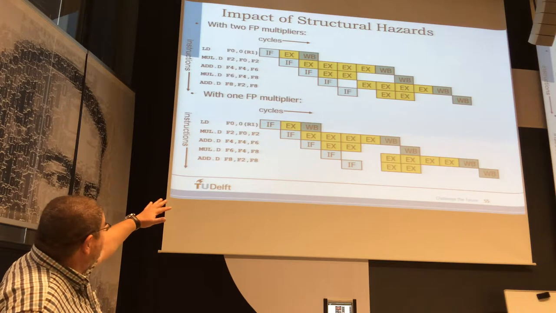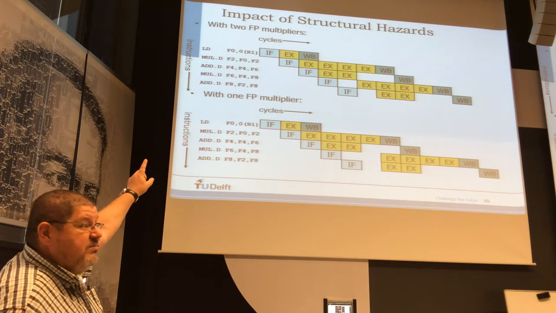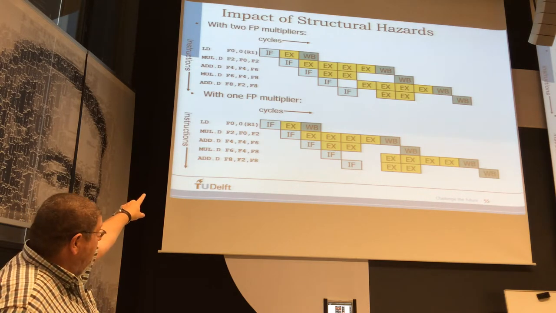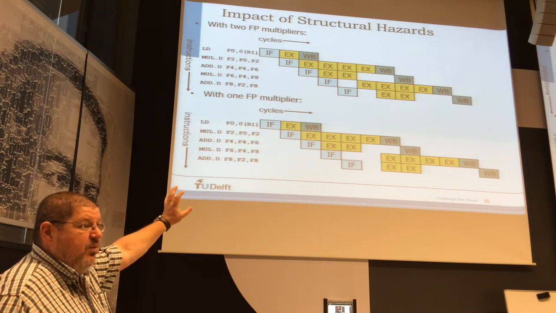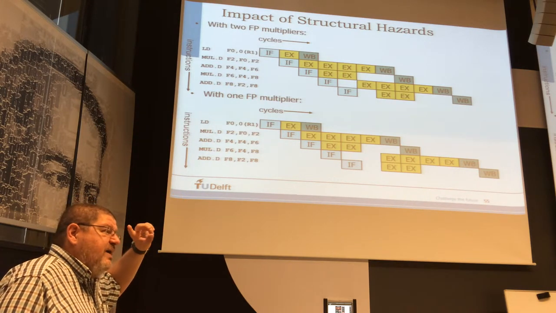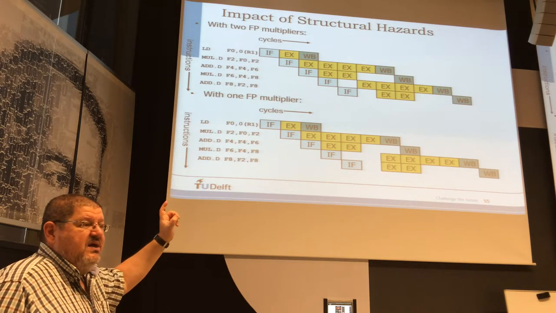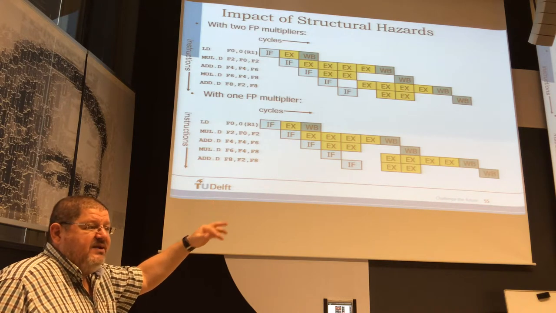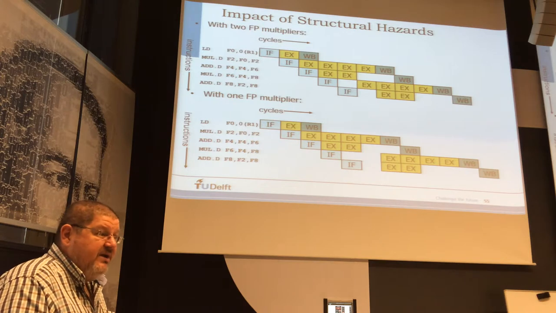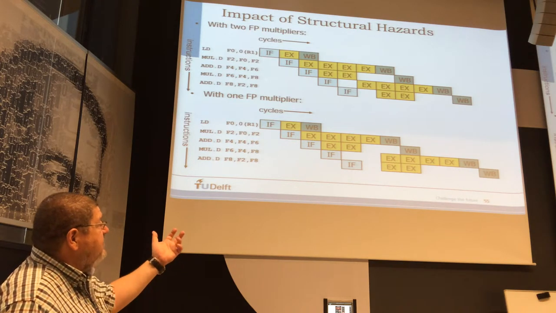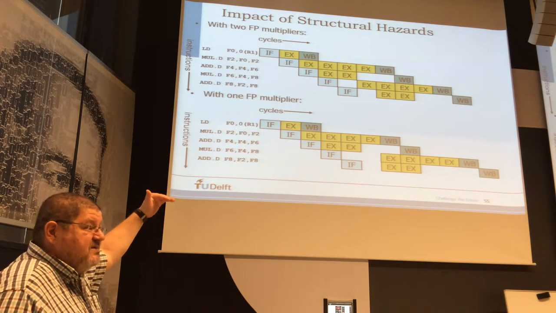Now, here we have the consequences of a structural hazard. In one case, we have two floating point multipliers. In the other case, we have one floating point multiplier. And you see the execution is also different. One thing you have to try to understand here is that there is result forwarding. Instructions are getting results from previous instructions via a forwarding mechanism, so I don't have to wait for the write back. If you look at those schedules, you'll see where this is actually helping.